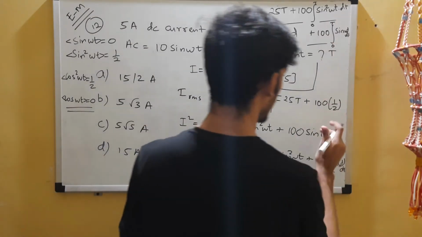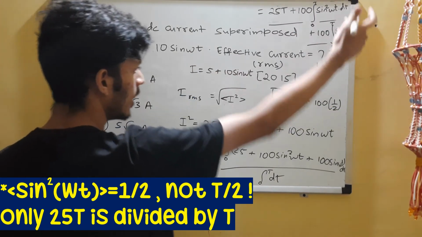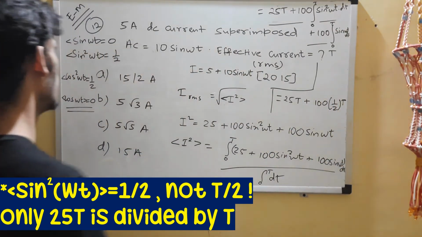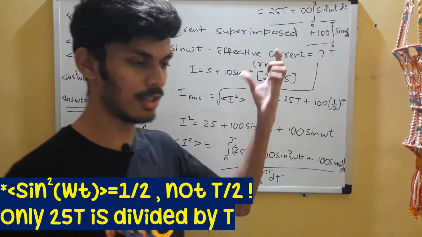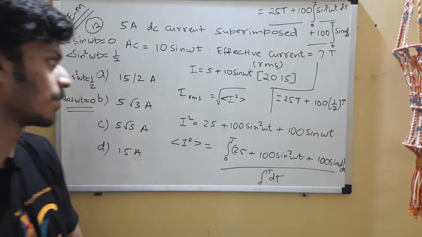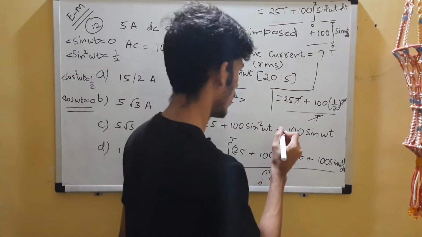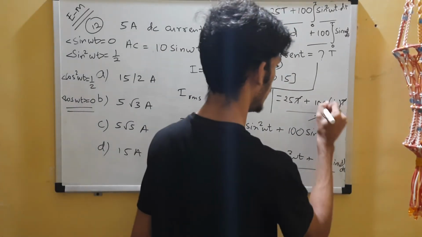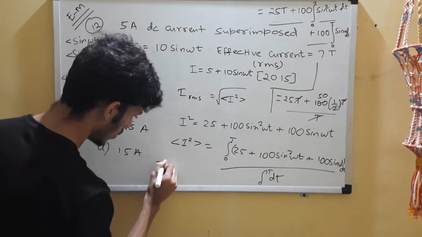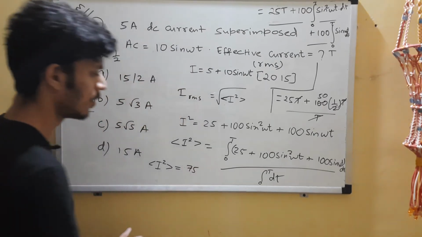Don't forget that dt over here. Sine square omega t has an average of half, that comes out, and the integration of dt is t, so when you apply the limit, that will give you t. Here the value will be 0, since the average of sine omega t is 0. This is divided by t, so t will cancel out throughout. So you'll have 25 plus 50 under root, 75, so you have the square of this as 75, and you have to find the root now.